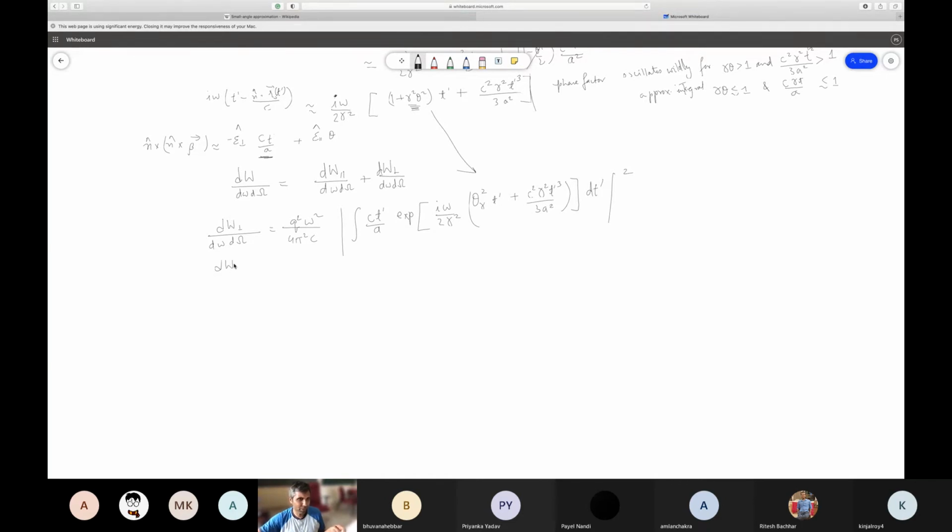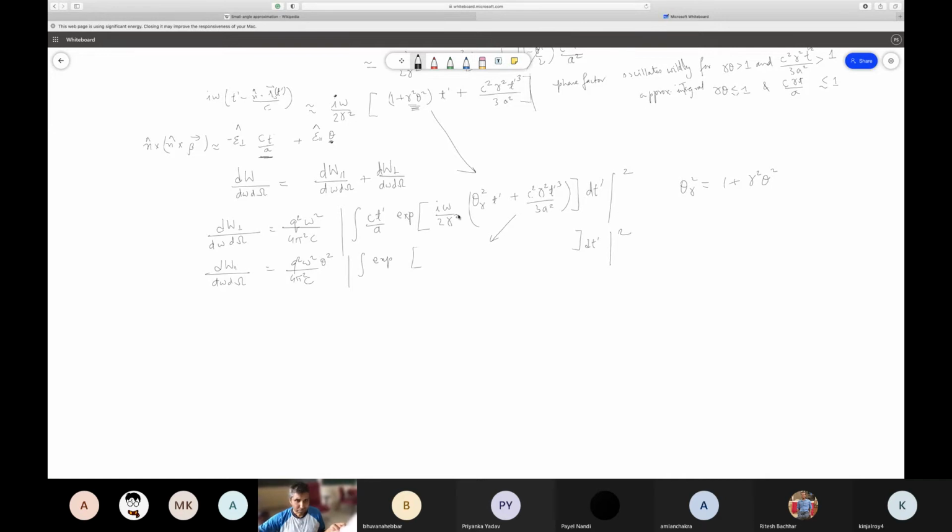Similarly, dW parallel by d omega is equal to q squared omega squared by 4 pi squared c. Notice that there is a theta here, right? And this integral is over time, so theta can actually come out of that integral. So there's a theta squared because of the absolute value squared that comes out, and then you have the integral of the exponential of the same factor, because this part is the same for both polarizations, where gamma theta squared equals 1 plus gamma squared theta squared.